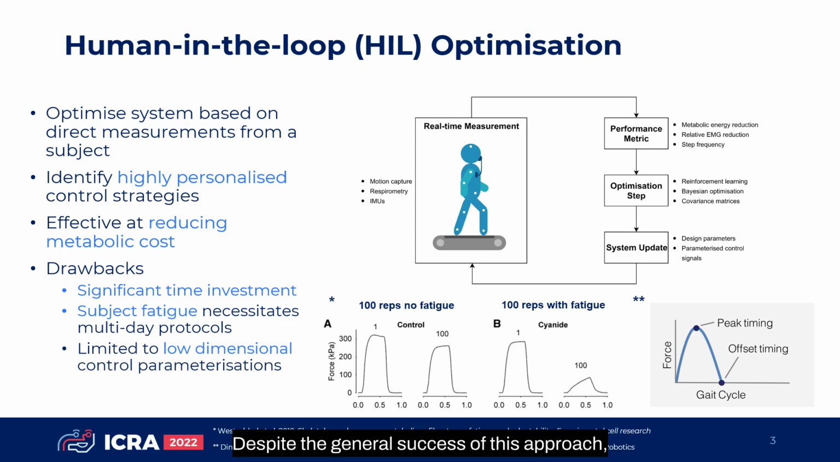Despite the general success of this approach, there's a clear drawback, namely the significant time investment required, which is a result of the low resolution and noisy nature of calorimetry measurements. Long data collection protocols can induce subject fatigue, which can require human-in-the-loop optimization protocols to be run over multiple days, or, in the worst case, invalidate optimization results due to underlying changes in muscle physiology. Also, as a result of time constraints, human-in-the-loop optimization protocols are typically limited to relatively low-dimensional control parameterizations.